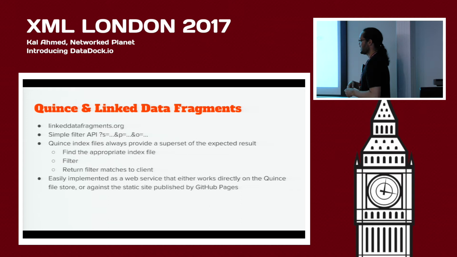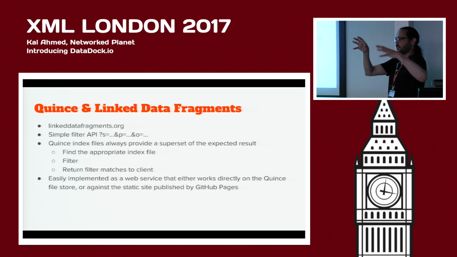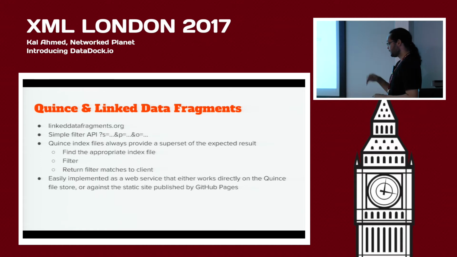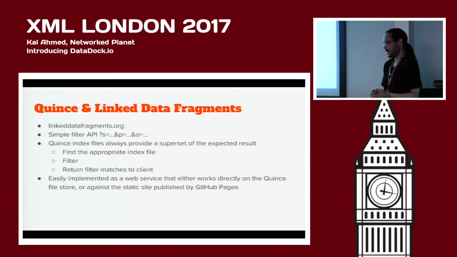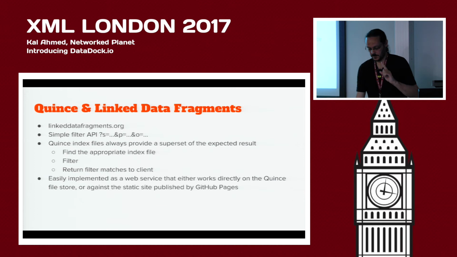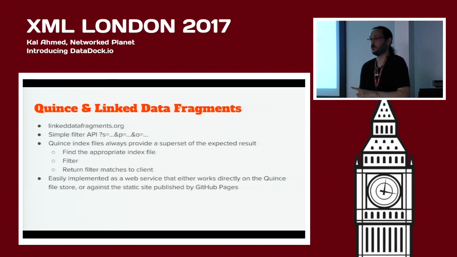So we're planning to implement that as a web service that will sit alongside our Nginx front end, possibly just done in Python actually. And it will use the static site that's published by GitHub Pages and just do that small amount of filtering that is necessary in order to serve back the quads. So that gives us a really simple, basic form of query.